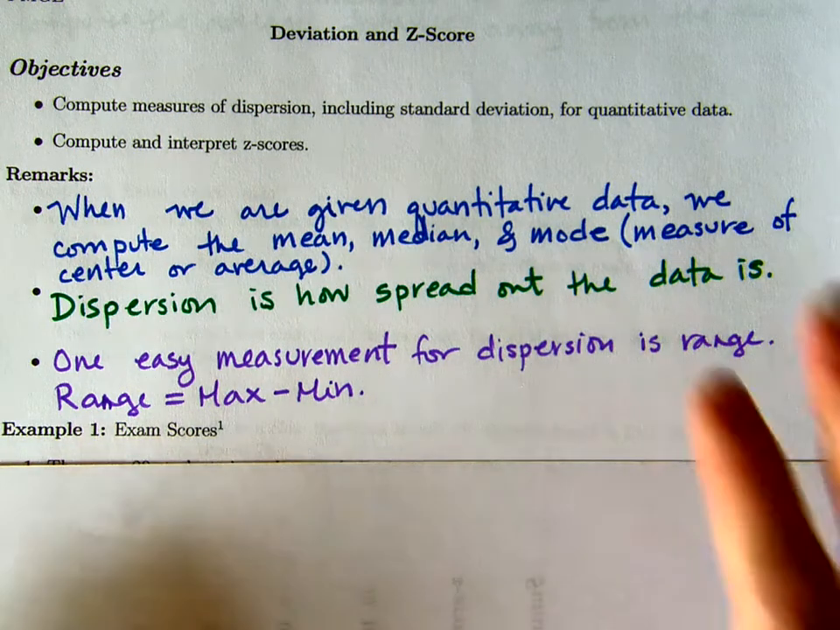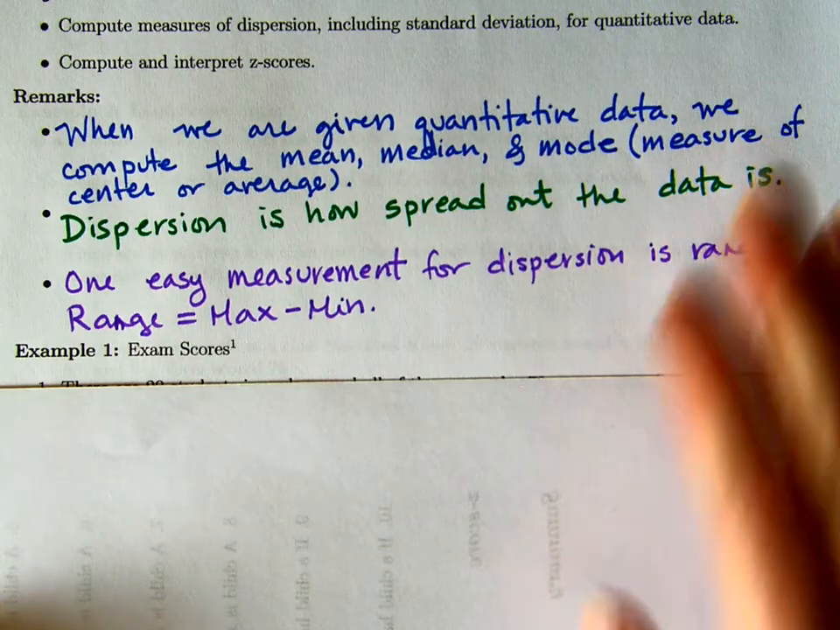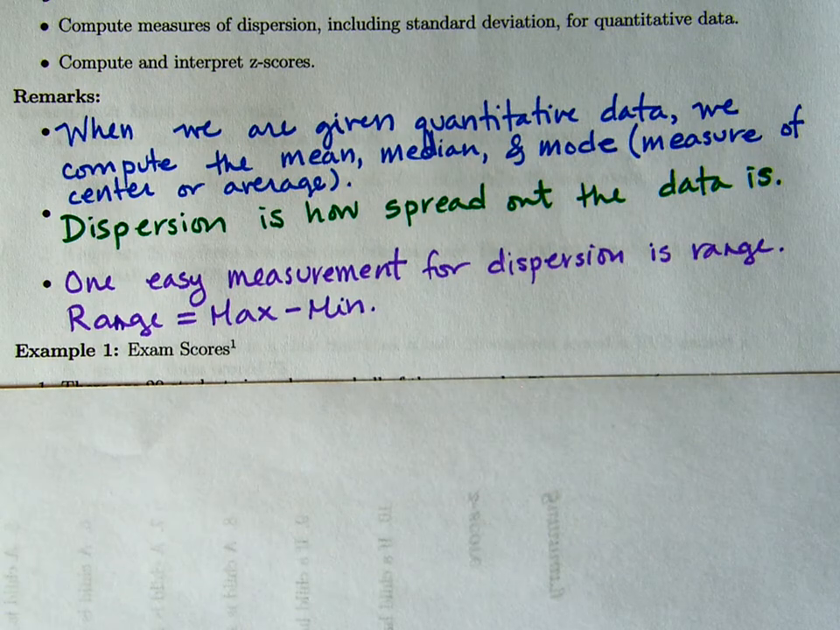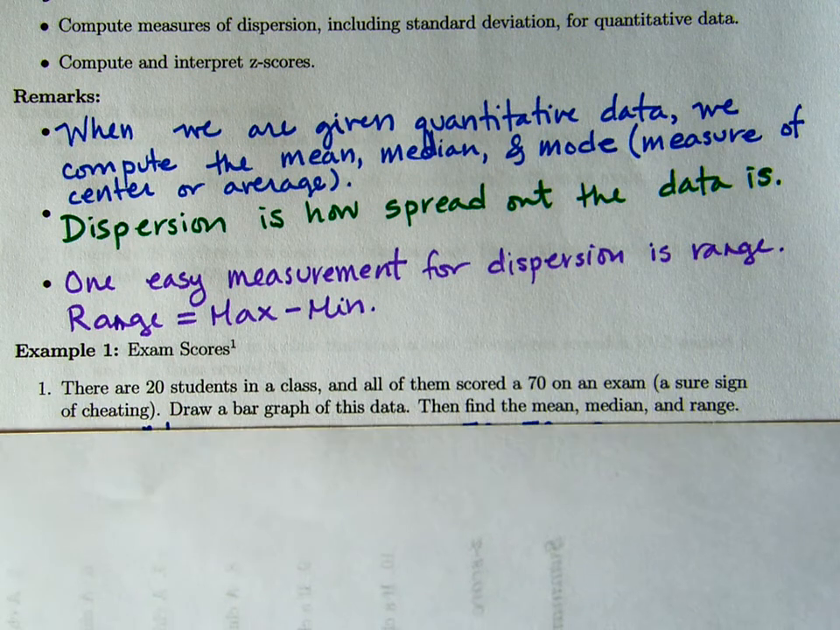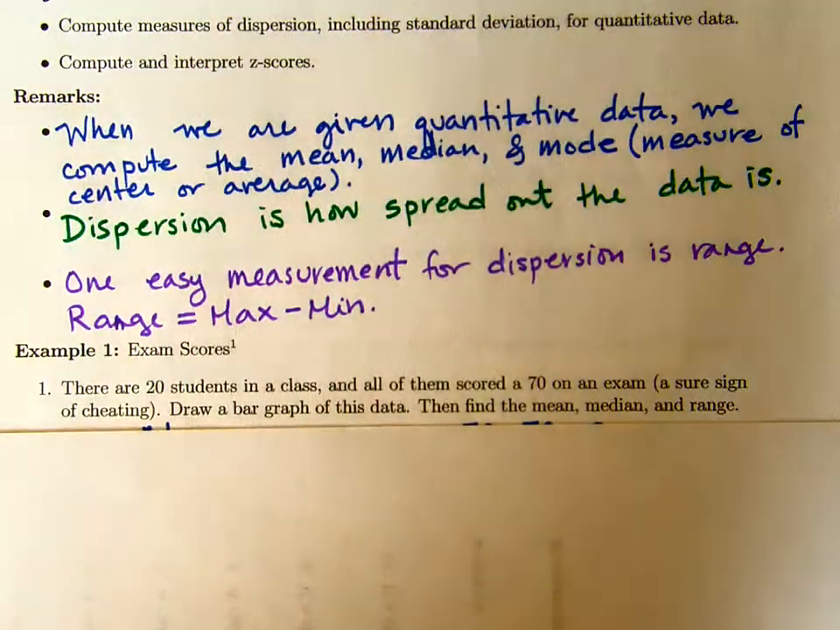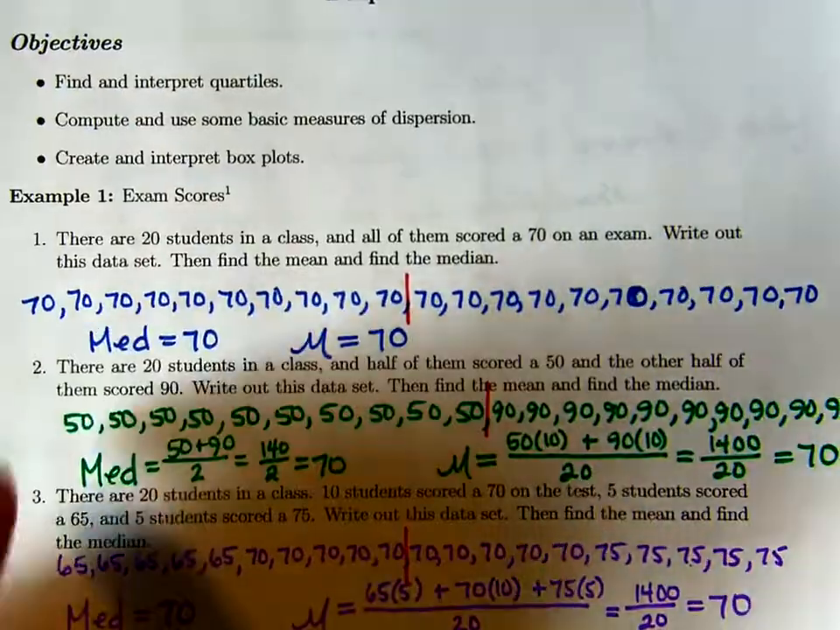All right, example 1 is actually a repeat from the section on box plots, which is an optional section, but it's a little bit different. There are 20 students in a class, all of them scored a 70, which by the way is a sure sign of cheating. Draw a bar graph of this data, find the mean, the median, and the range. Now I'm going to reference back to the old set of notes for box plots because I just wanted you to see this data set.